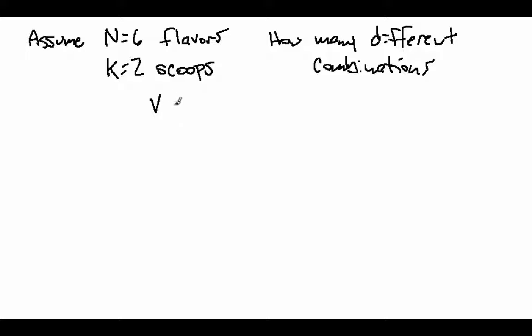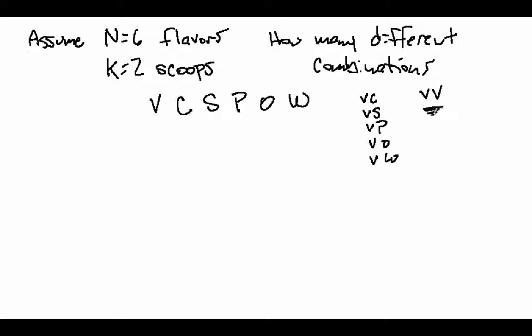We could say there's vanilla, chocolate, strawberry, pecan, orange, and let's suppose there's watermelon. So just remember what's going on here. We could have vanilla and chocolate, vanilla and strawberry, vanilla and pecan, vanilla and orange, vanilla and watermelon. But we could also have vanilla and vanilla. We're allowing for repeats over here. And remember, in the way that we're counting things here, VP is the same thing as PV.